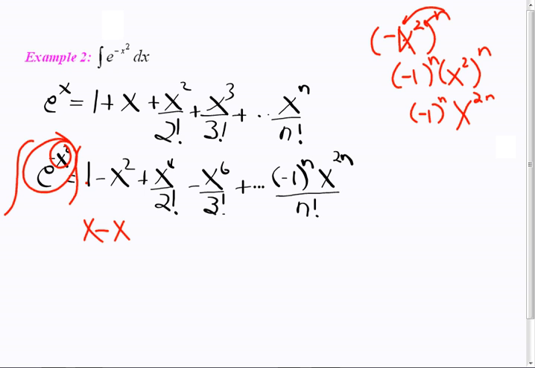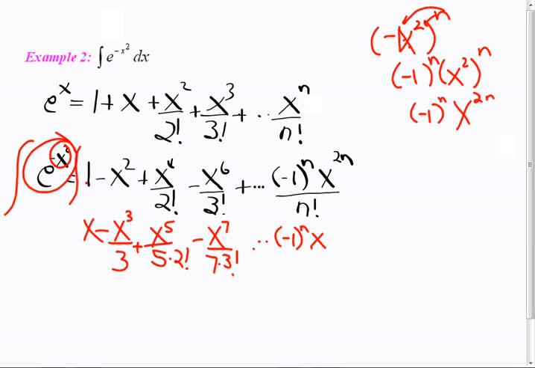It's a good question. Well, the n's don't get integrated, just the x's. This is x cubed over 3 plus x to the 5th over 5 times 2 factorial minus x to the 7th over 7 times 3 factorial. X, now this is going to go 2n plus 1.